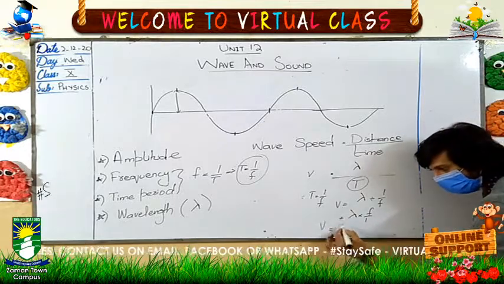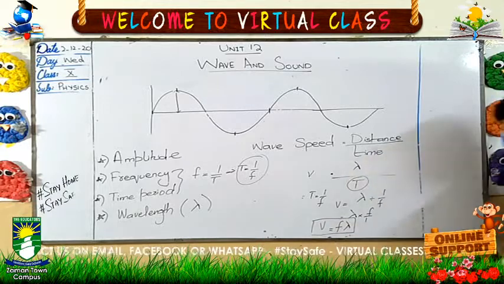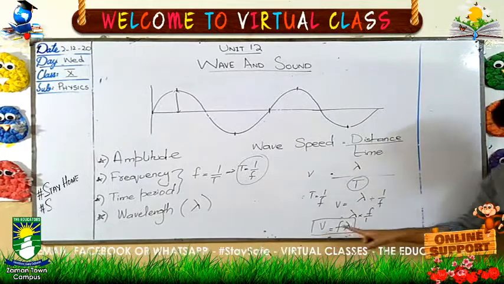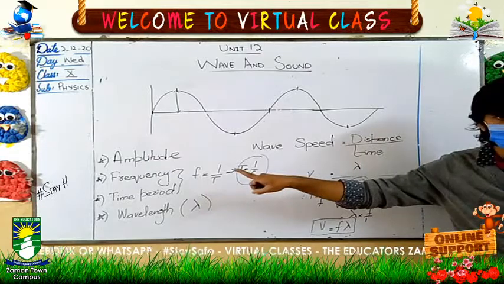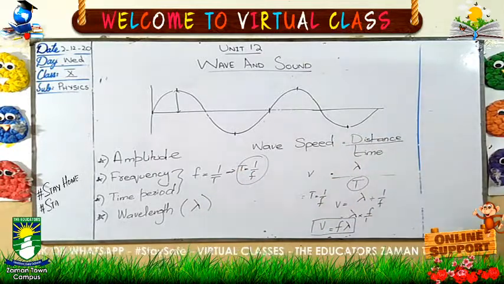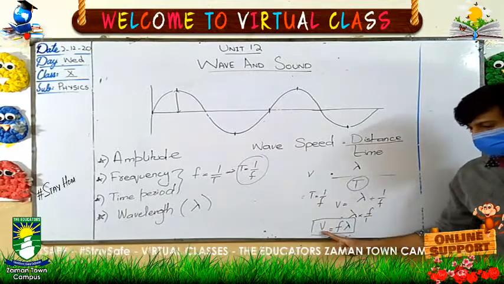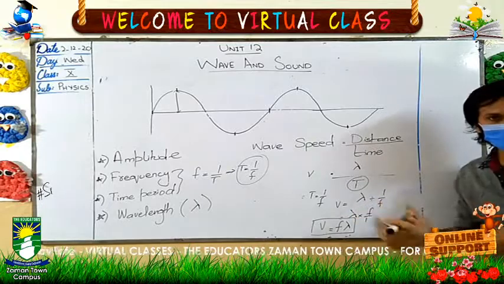V is equal to f lambda. So this will be the formula of wave speed. V means wave speed, f means frequency, and lambda means wavelength. Getting it? So by using this formula, we can easily calculate the wave speed of any wave, the speed at which it is traveling.